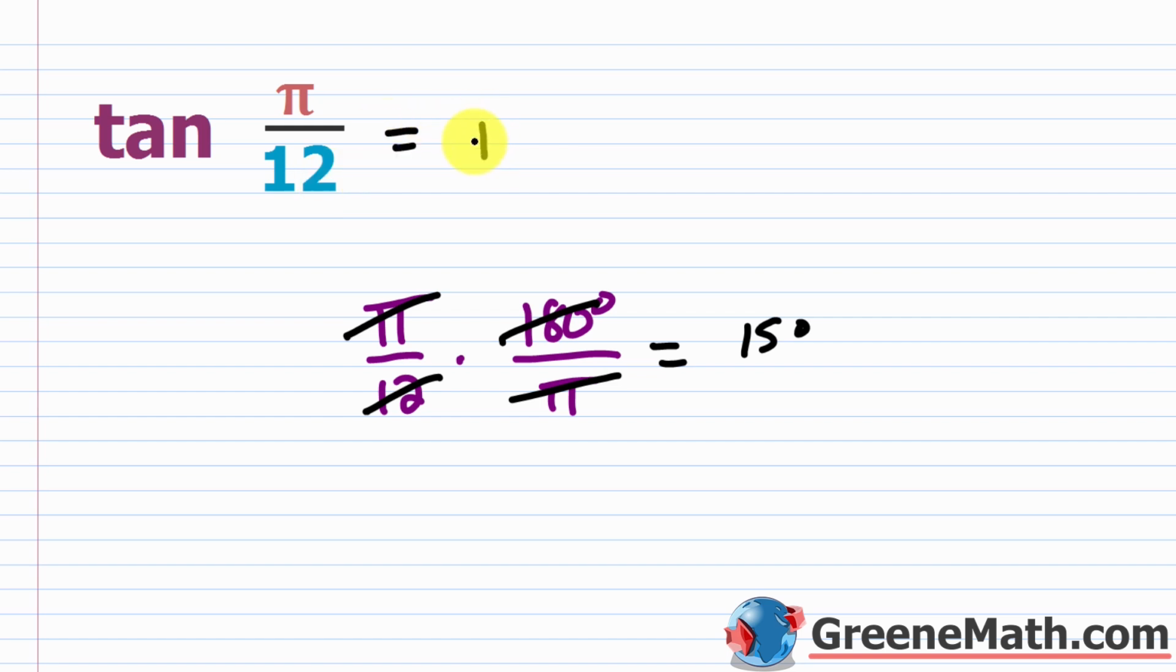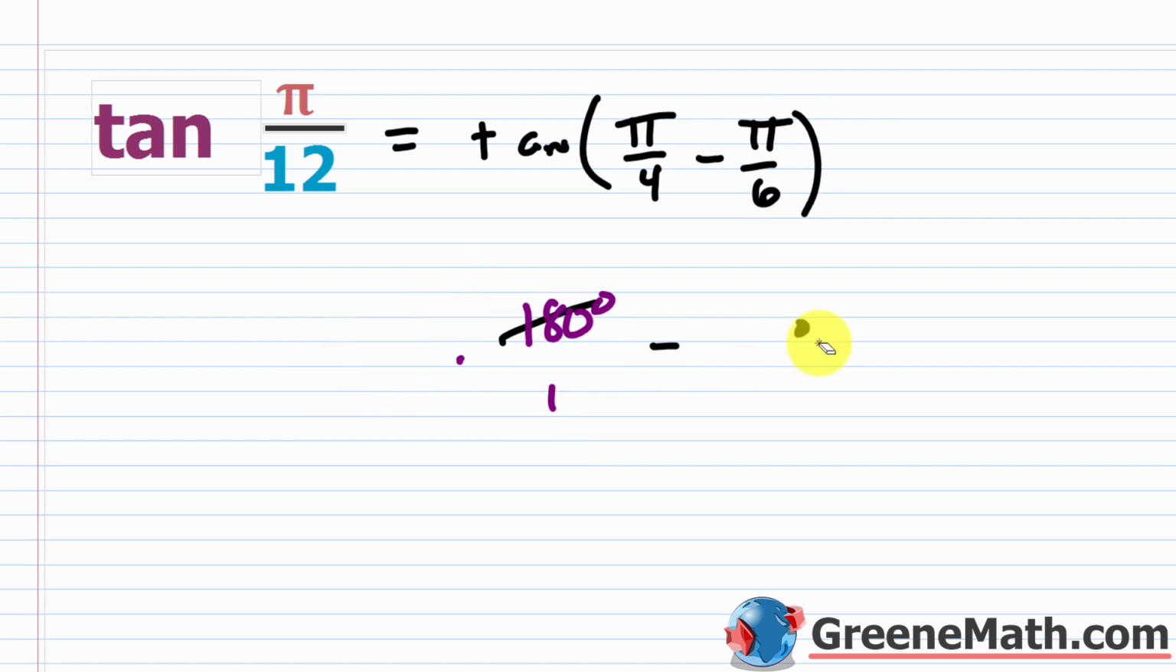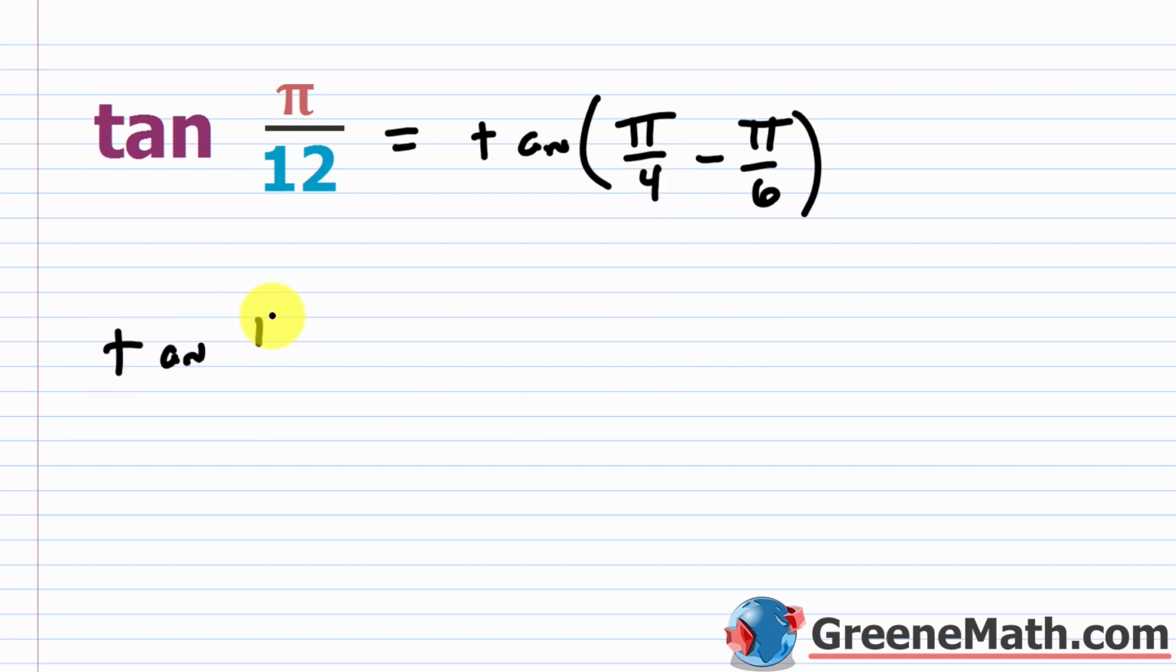So I could write this as the tangent of 45 degrees, which in terms of radians is pi over 4, and then minus 30 degrees, which in terms of radians is pi over 6. All right, the next thing I want to do before I even use my formula, I know I'm going to need the tangent of pi over 4 and the tangent of pi over 6. Let's go back to the unit circle.